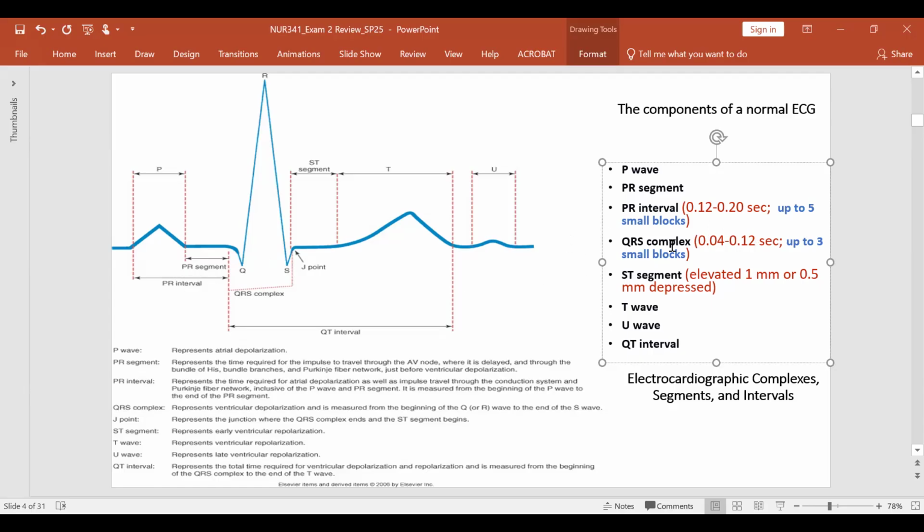So these are the two major lengths that you have to master: the PRI between 3 to 5 small boxes and the QRS between 1 to 3 small boxes.